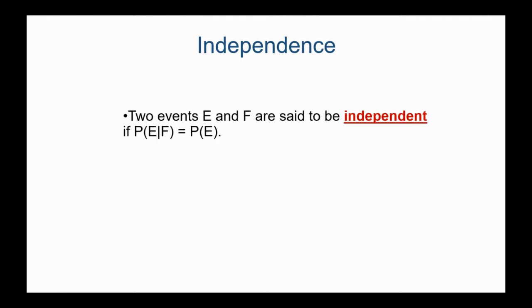Okay, so if we have two events, E and F, they're independent if the probability of E given F is just the probability of E. So F has no impact.